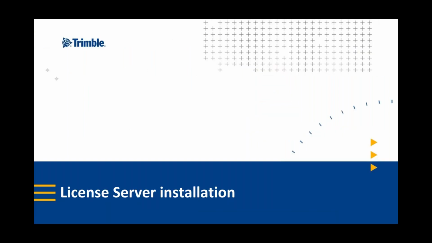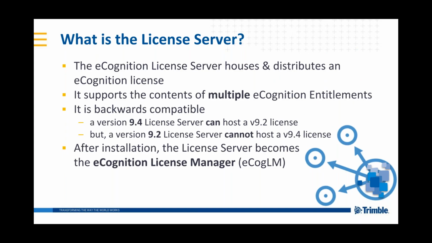All right, so we're going to go now. We've got our entitlement email. I want to now download my software. Like I said, the first thing we want to download is that license server installation package. So let's take a look at this. First of all, what is the eCognition license server? Now, the eCognition license server houses and distributes an eCognition license to the users.